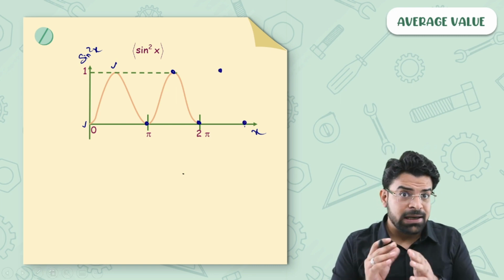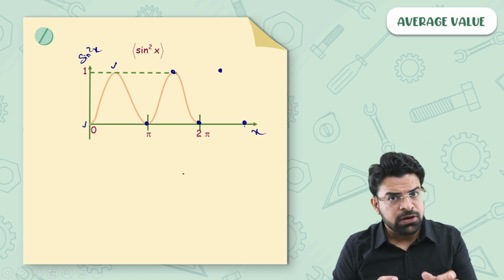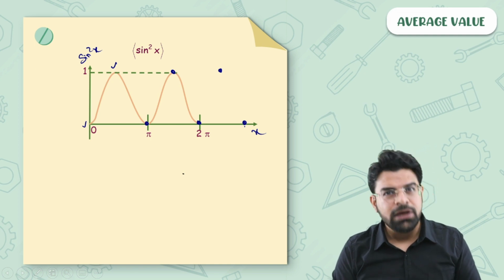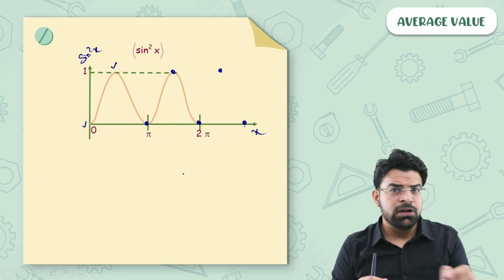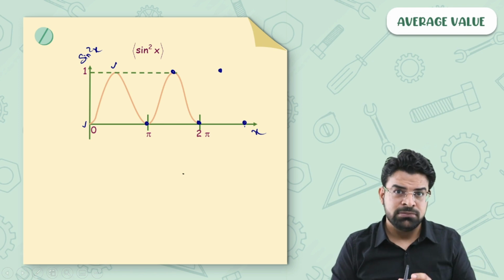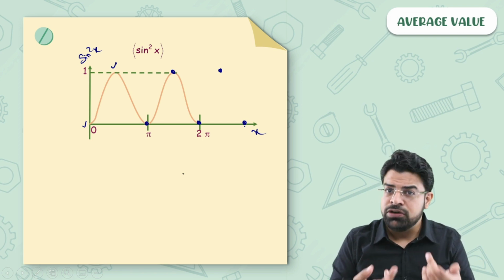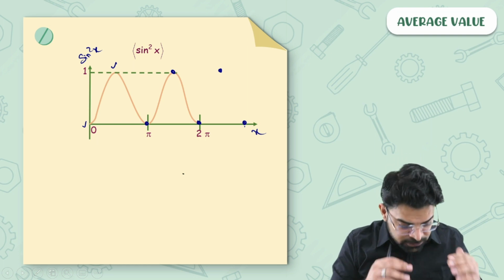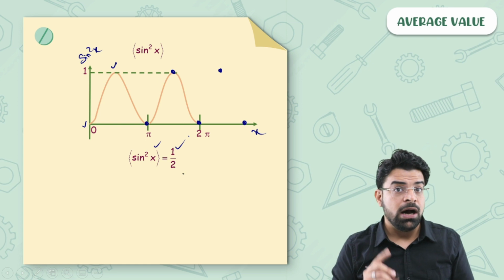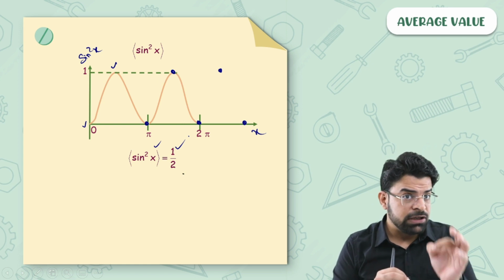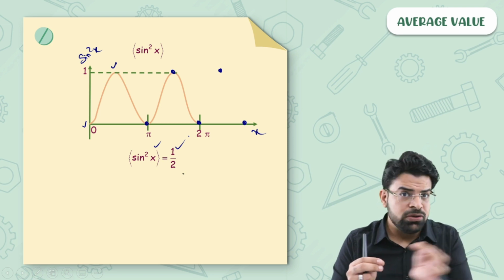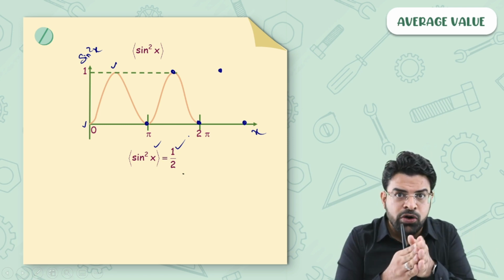How to exactly find this, I will teach you guys under the heading of integration. But for now, think over it. If a quantity changes from 0 to 1, 0 to 1, and so on, and you don't know mathematics, what will you guess the average value to be? So God has blessed us that the average value of sine square x over one complete cycle comes out to be half, because it changes from 0 to 1, 0 to 1, exact midpoint, half.